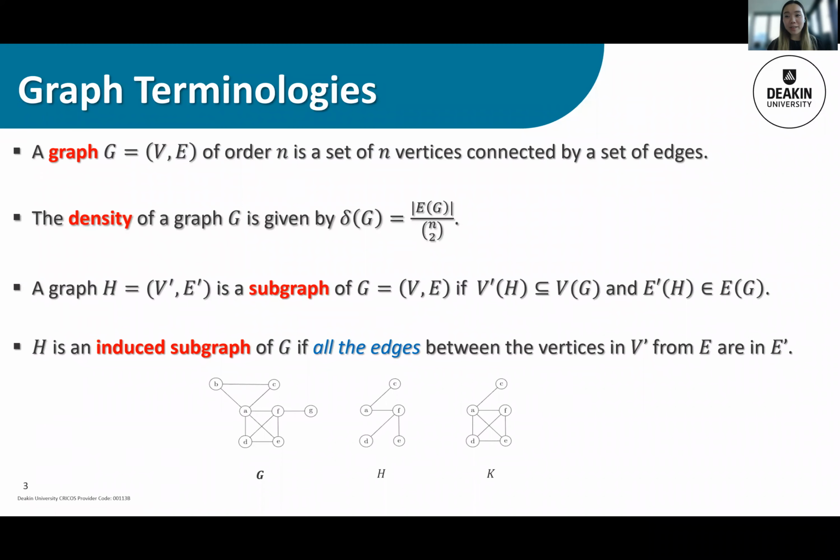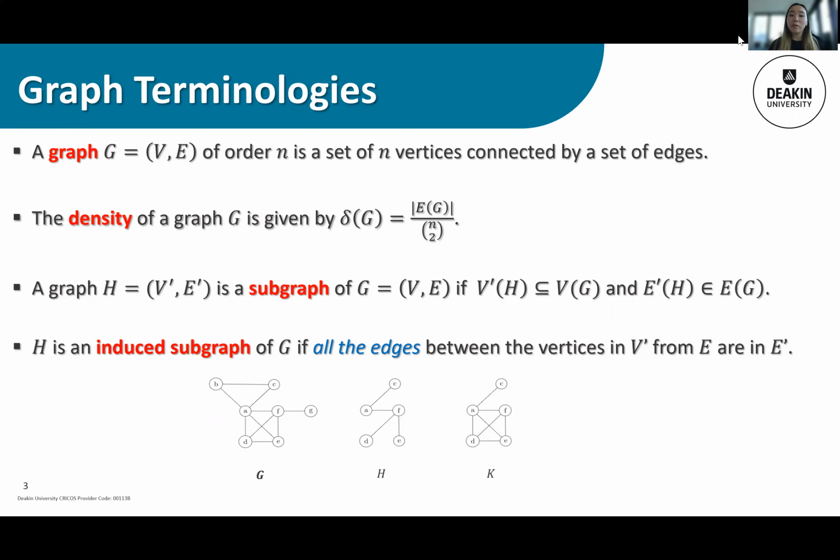We'll do a refresher on the basic graph terminologies. A graph G is a set of vertices and edges connecting pairs of vertices. Now, just to clarify, the order of the graph refers to the number of vertices and the size of the graph refers to the number of edges. And the density of a graph refers to the number of edges over all possible number of edges in the graph.